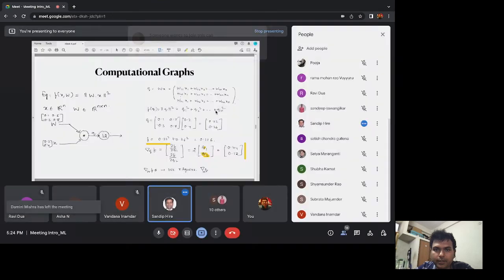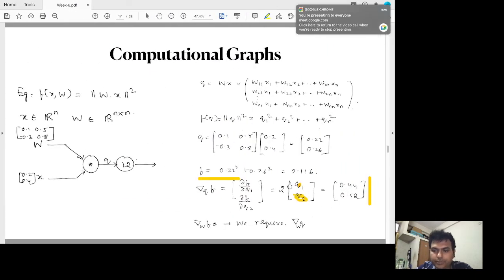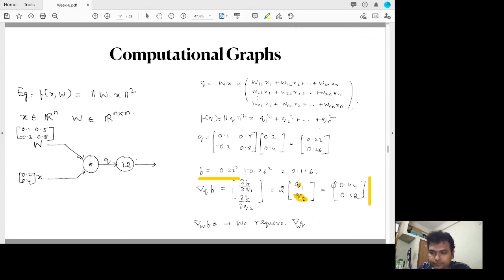Yes. So ∂f/∂q1 would be 2 times q1, and ∂f/∂q2 would be 2 times q2, and therefore you get these values of 0.44 and 0.52. Okay, so now you have come up to here.